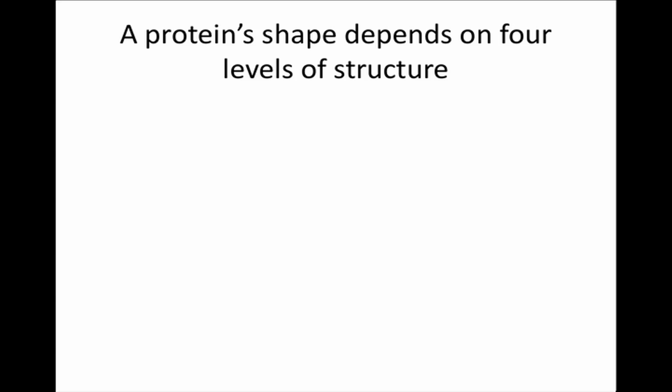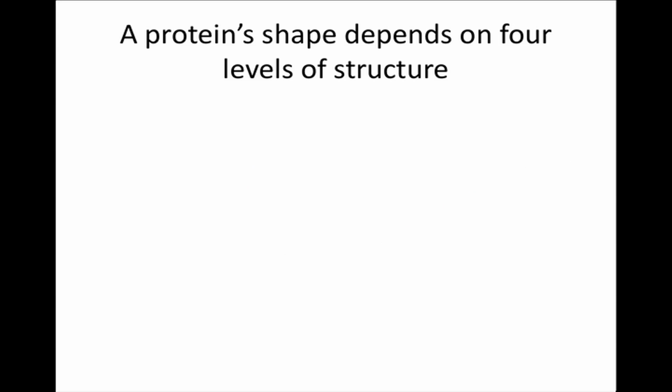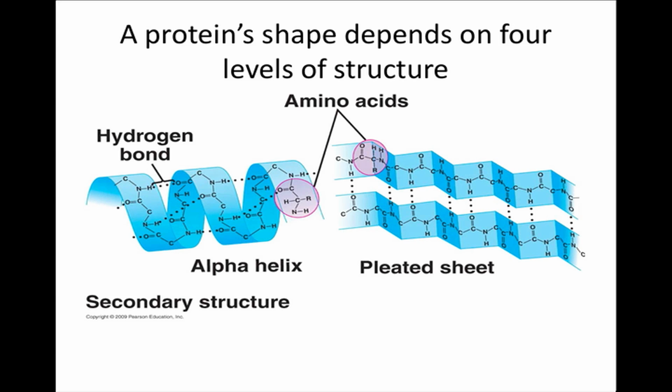A protein's shape depends on 4 levels of structure. The primary structure shows the polypeptide chain with its individual amino acid sequence. The secondary structure. In the second level of protein structure, parts of the polypeptide coil or fold into local patterns. Coiling of a polypeptide chain results in a secondary structure called an alpha helix. A certain kind of folding leads to pleated sheets. The alpha helix and the pleated sheets are held together by hydrogen bonds.